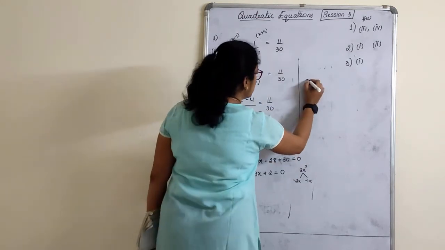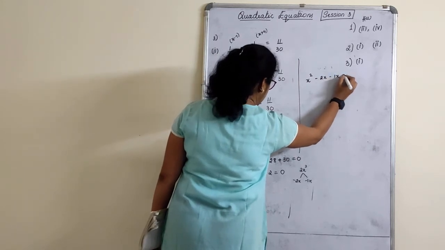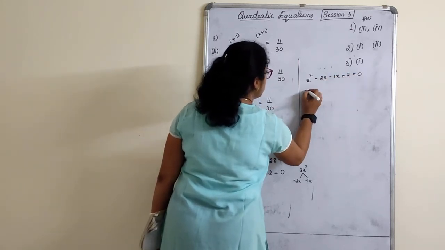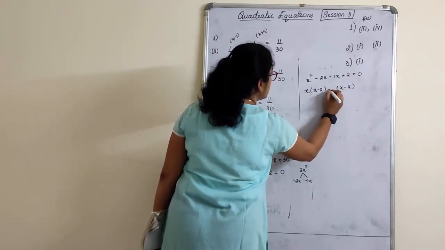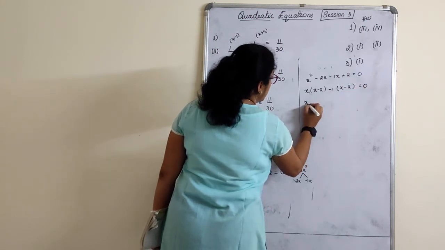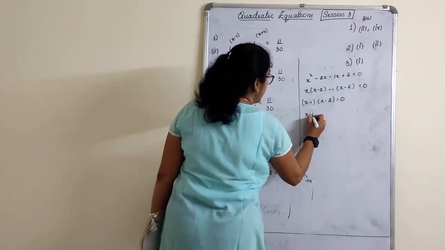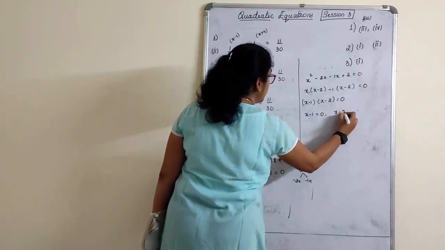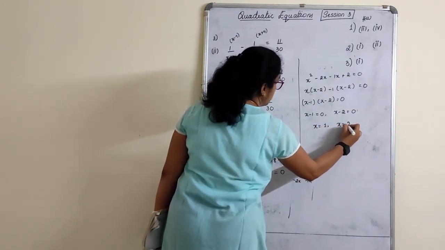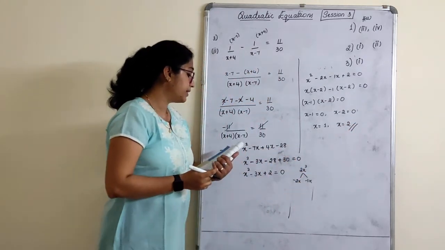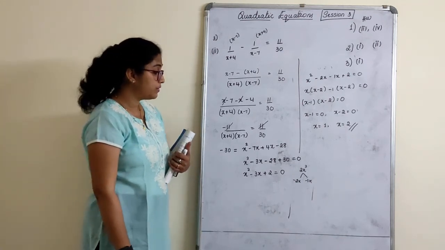I'll do it here. x square minus 2x minus 1x plus 2 is equal to 0. x common, x minus 2, right, here also minus 1, x minus 2. So x minus 1, x minus 2 is equal to 0. x minus 1 is equal to 0, x minus 2 is equal to 0. x is equal to 1, x is equal to 2. So x equal to 1 and 2 are the roots of the given equation. So with that we complete this.